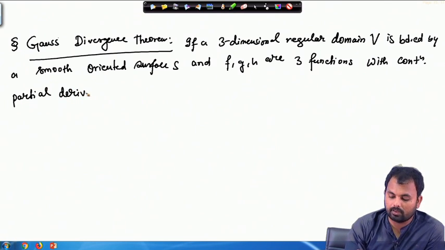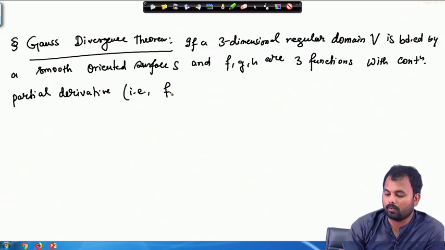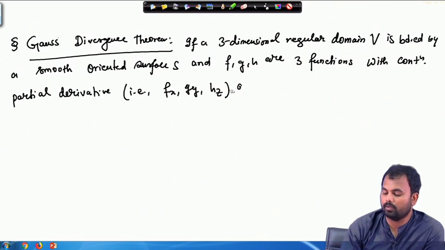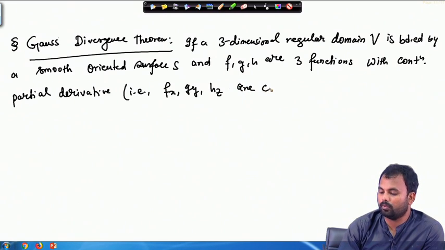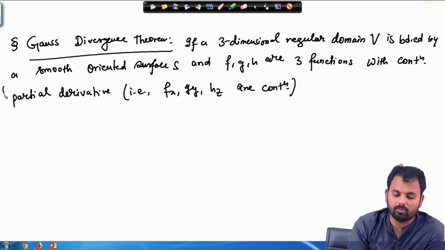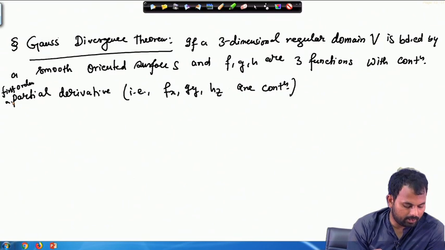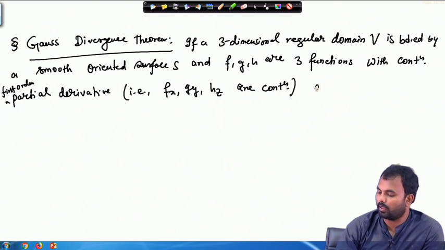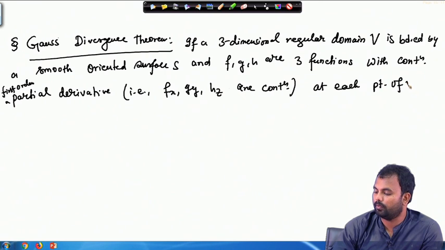That means F x, G y and H z are continuous. The first order partial derivatives should be continuous at each point of V and S.